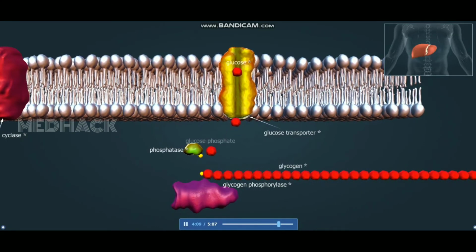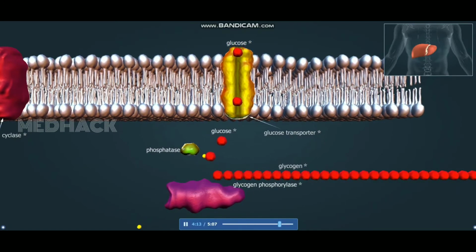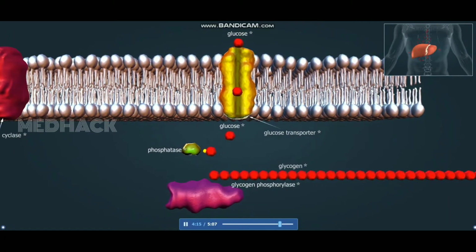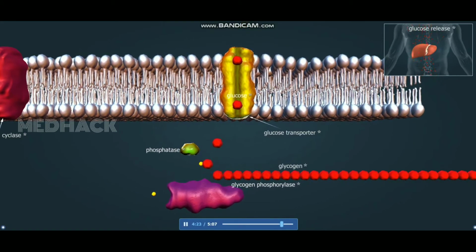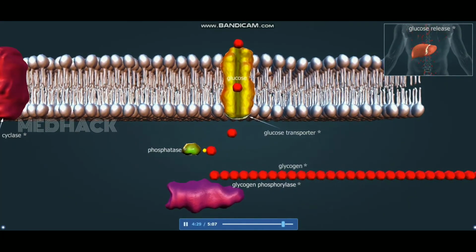cAMP activates the protein kinase A enzyme. This phosphorylates and thereby activates the glycogen phosphorylase enzyme, which catalyzes the release of glucose phosphates from glycogen. The phosphate groups in the glucose phosphate molecules are removed by an enzyme, and glucose is released into the blood.